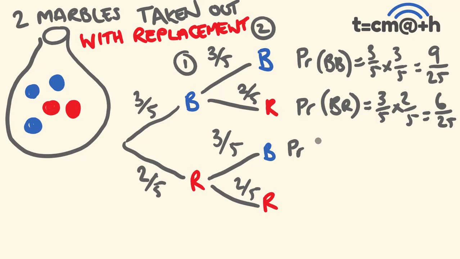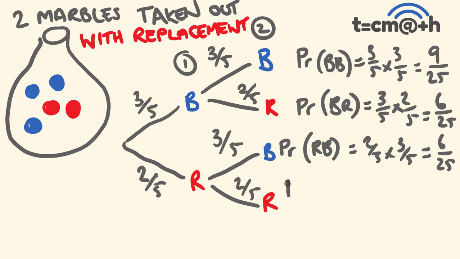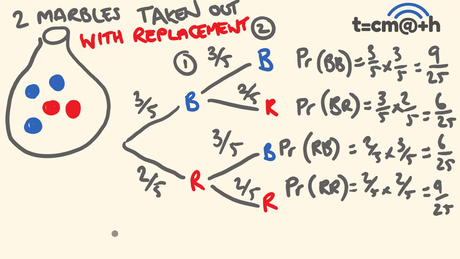The probability of getting a red and a blue is equal to 2 out of 5 times 3 out of 5, which is going to be equal to 6 out of 25. The probability of getting a red and a red is equal to 2 out of 5 times 2 out of 5, which is going to be 4 out of 25. So be really, really careful of these when you do these. That if it's replacement, you are going to treat it differently to if it's not replaced, okay?